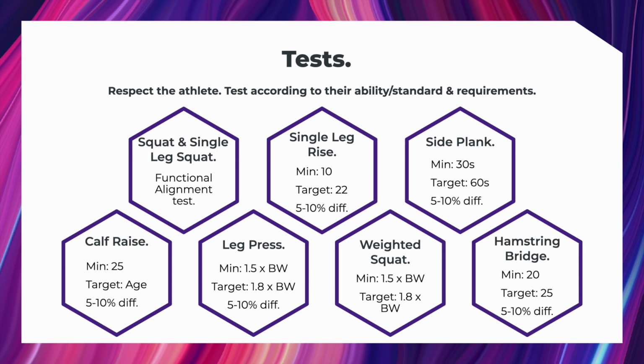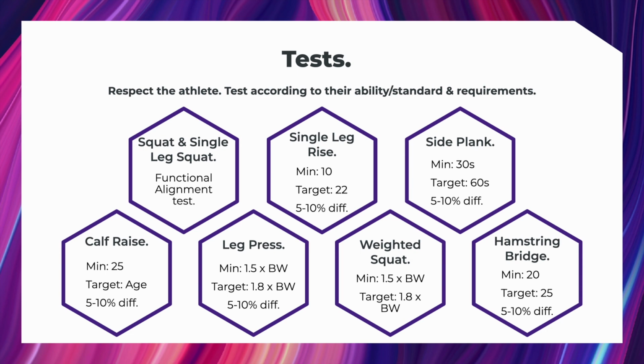And you'll see in each of these we've set out what the minimum should be, what the target should be, and also what we want to hit, that 5 to 10% difference. So single leg rise, you want to be hitting at least 10. Ideally it's 22. Side plank is a minimum of 30 seconds, ideally 60 seconds. Calf raise 25, and as we discussed in the previous webinar on running assessments, you actually want to be looking at calf raises as a result for age range and also gender, different for males and females. Leg press and weighted squat, minimum you want to be doing 1.5 times your body weight, but target-wise 1.8 times your body weight.